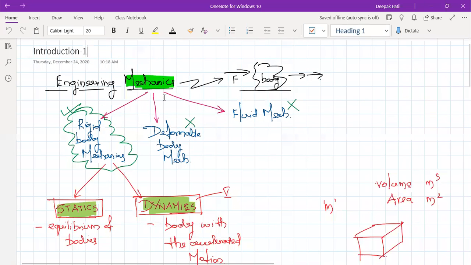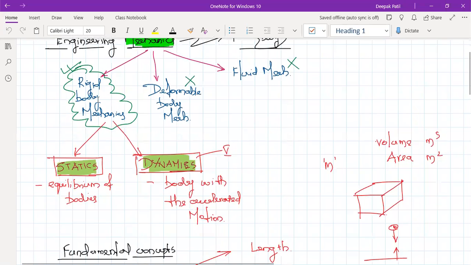Let me just summarize what we have learned in our previous class. We started with the introduction to engineering mechanics, and I told you the meaning of mechanics. I also told you the three broad categories in mechanics: rigid body mechanics, deformable body mechanics, and fluid mechanics. Rigid body mechanics is the one we are going to deal with in this course. Deformable body mechanics and fluid mechanics will be taught in the higher semesters of civil and mechanical engineering. But to study them, rigid body mechanics is a most important part.